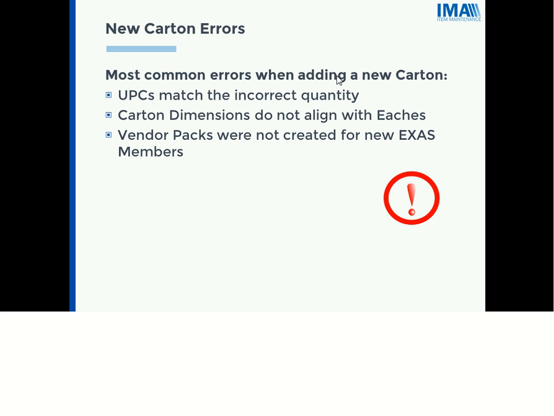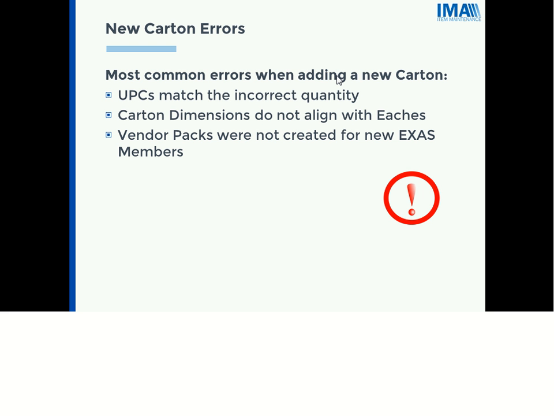So for instance, if you have an existing configuration, let's say a 6-pack configuration, and then you are creating an additional 10-pack configuration, the dimensions and weights for that new 10-pack carton, they're going to have to be different than the 6-pack carton.